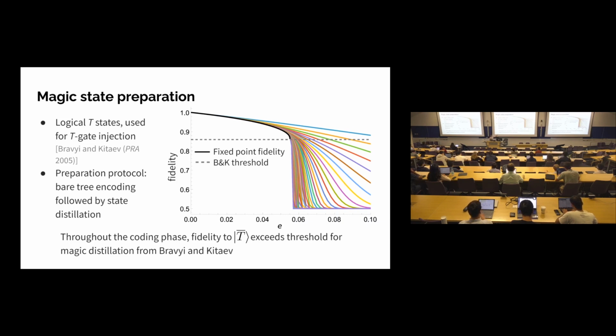So if we just run the bare tree, we can look at the fidelity to the ideal logical T state. And as soon as we turn on E, the erasure rate, the fidelity is going to be less than 1 because we're not doing a fault-tolerant protocol for preparing it. But we can then feed it into a state distillation protocol. Using the protocol in Bravyi and Kitaev, there's a threshold above which you can successfully do distillation. And we find that in this entire coding phase, along this black line that I've shown, we're above that threshold. So we can successfully do magic state distillation.